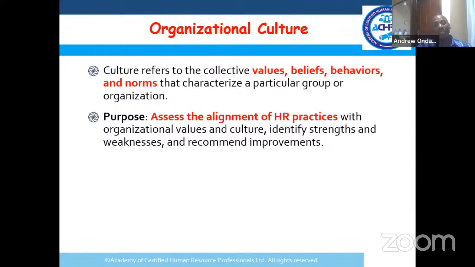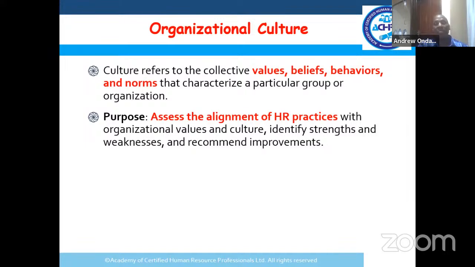Lastly, this is organizational culture. This is the last element that we are addressing on this module called HR dimensions. There are 3 HR dimensions that we mentioned. One is HR strategy, 2 is HR competencies, and now 3, organizational culture.